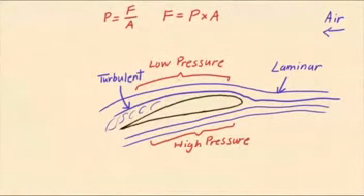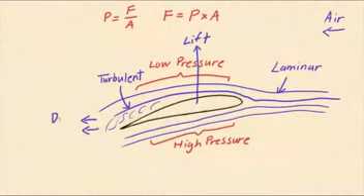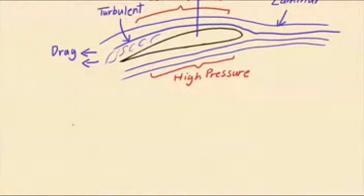Now that the high and low pressure areas are labeled, it is easy to identify the forces of lift and drag. The high pressure area below the wing and low pressure area above it creates a force called lift. The high pressure area at the front of the wing and a low pressure area at the back creates a force called drag. Drag pushes the wing backwards, while lift pushes the wing upwards.